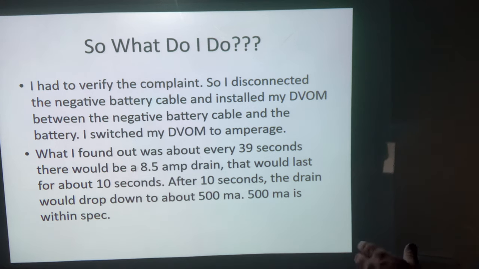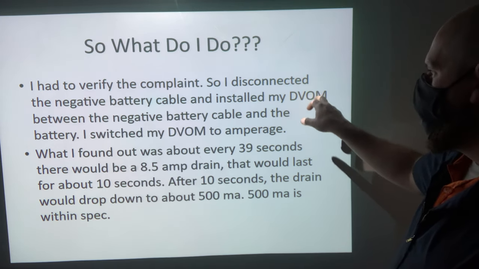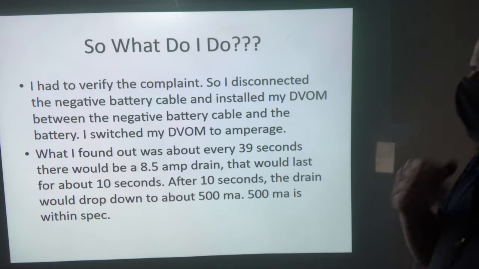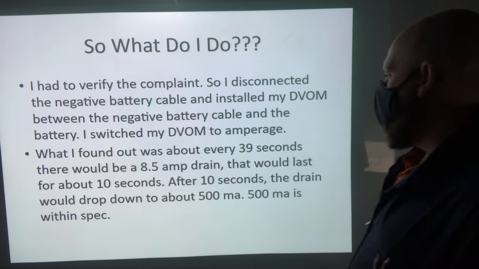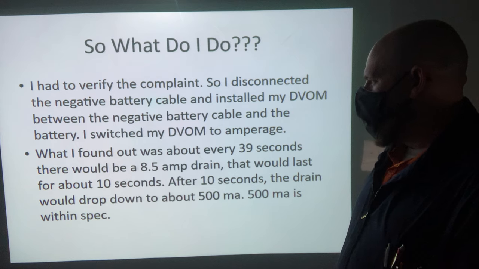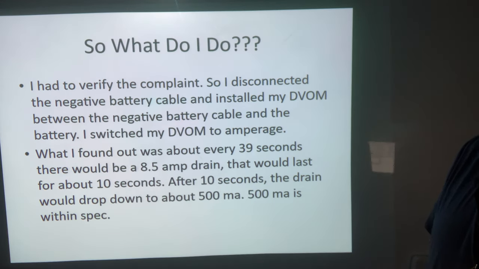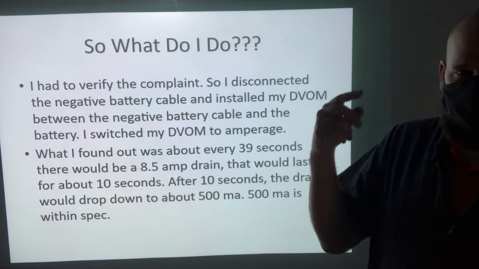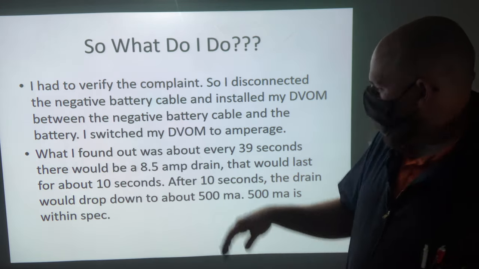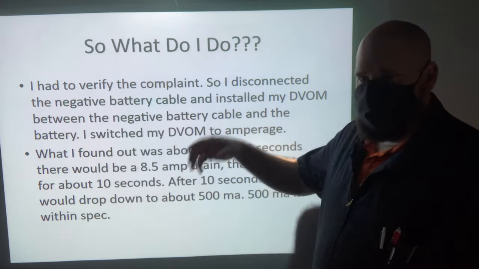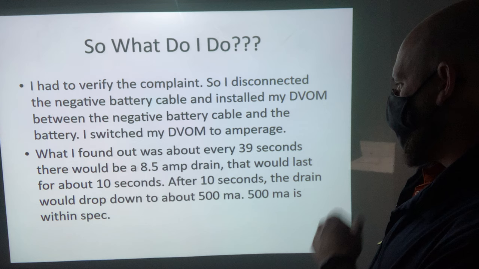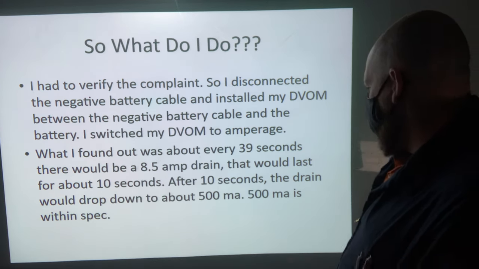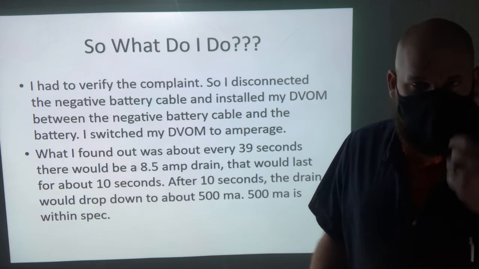So I disconnected the negative battery cable and installed my digital volt ohm meter between the negative battery cable and the battery. I switched my DVOM to amperage. What I found out was about every 39 seconds, there would be an 8.5 amp drain, which is huge. That would last for about 10 seconds. So every 39 seconds, I'd go 1 Mississippi, 2 Mississippi, 3 Mississippi. Every 39 seconds, I would get an 8.5 amp drain for 10 seconds. After the 10 seconds, the drain would stop and drop down to about 500 milliamps, and 500 milliamps is pretty much in the spec.